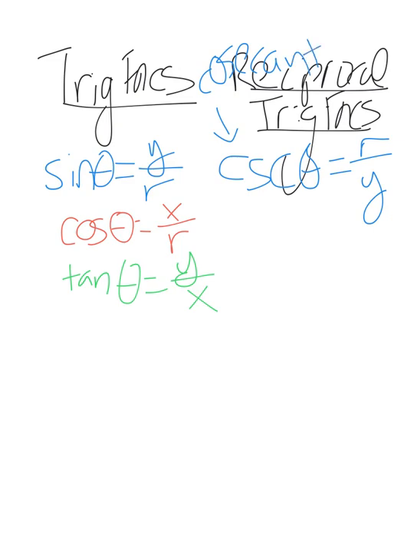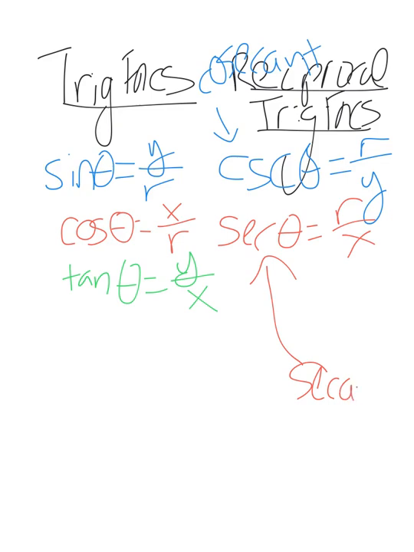Well, to make things confusing, the reciprocal of cosine is actually secant. You would think the S would go with the S and the C with the C, but no. So secant of theta is the reciprocal of cosine, so it's going to be r over x. And again, in this case, this is secant. And the reciprocal of tangent is a function called cotangent. So cotangent of theta is x over y.